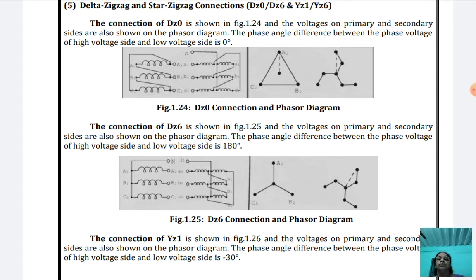Next, DZ6 means the phase angle difference between the phase voltage of the high voltage side and low voltage side is 180 degree only. So this is the diagram of the primary, and that is the secondary.